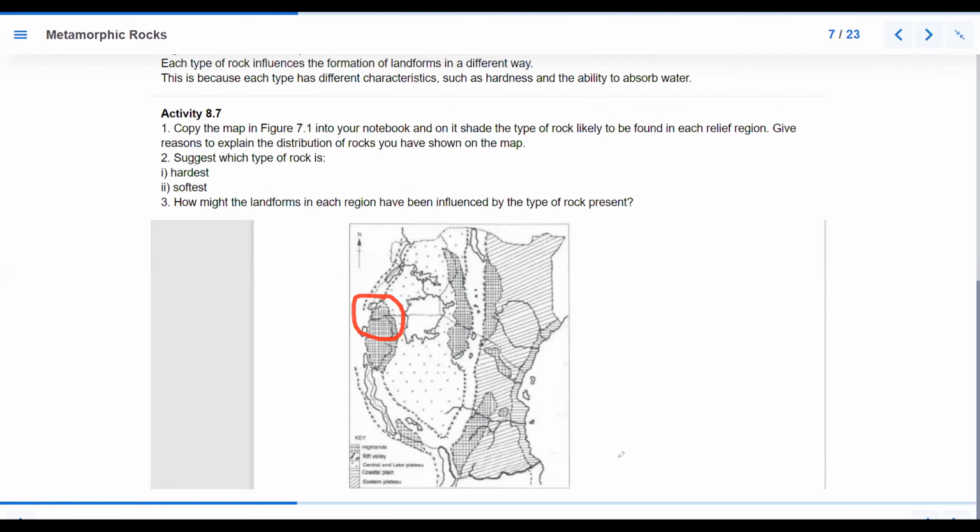which kind of rock is likely to be taking place in this zone? How about in this particular zone, the highland area? Which kind of rock is likely to be there? How about at the coast of East Africa, right there? And why? Give reasons to support your answer. Why you think a particular type of rock should take place there.